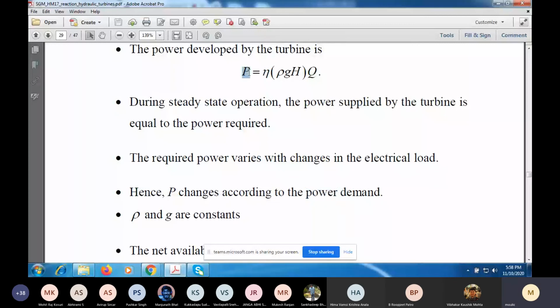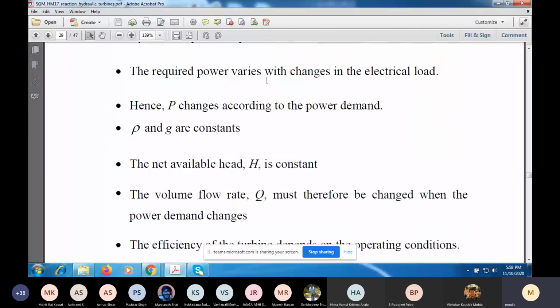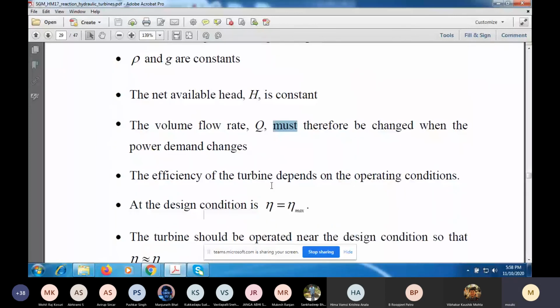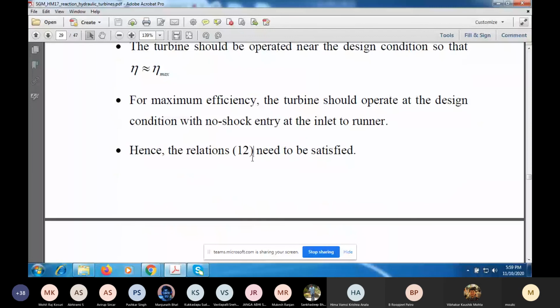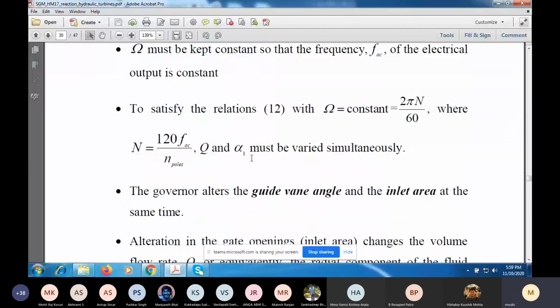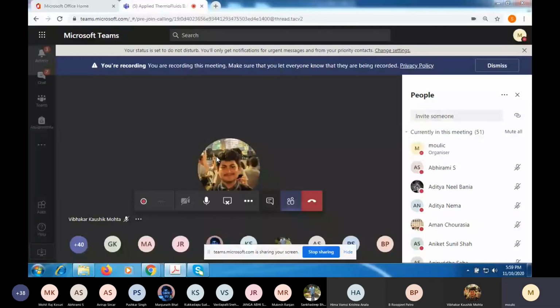So if P changes, then what will happen? And H is the same. Q must change because you want eta to be the same. Eta must be at its maximum value. So therefore, the volume flow rate has to be changed in such a way that the turbine operates at its best operating point. So that means you must change both alpha as well as Q simultaneously when the power changes. So when the power changes, Q must be changed so that the efficiency is maximum. But to keep the efficiency maximum, you have to change the alpha 1. So Q and alpha 1 both must change.